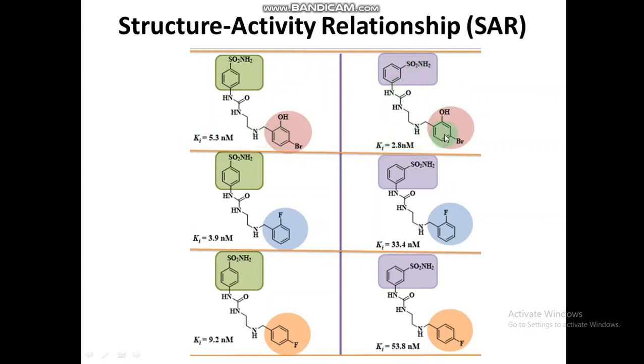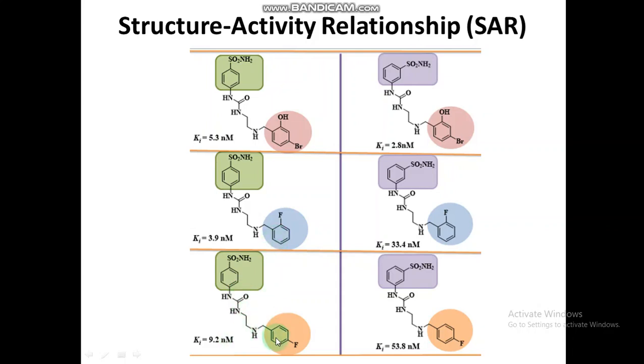This means that the metanylamide position provides more activity as compared to the sulfonylamide, which is the para position. Here the values are 3.9 nanomolar and 33.4 nanomolar, and in this case the ortho-fluoro is more active, but according to this, the para position or sulfonylamide fluoro gives more activity, that is 3.9 nanomolar, which is more active than this one. So this is more active due to the para position.